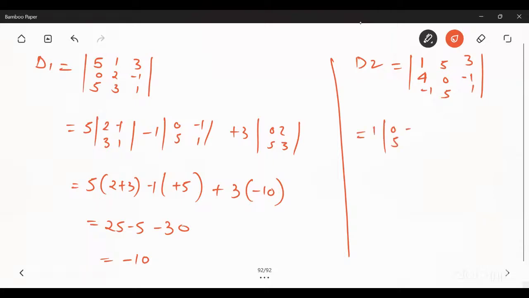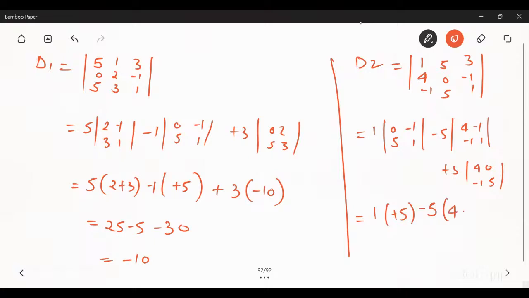Now solve for delta 2. Multiply them. So 1 times (0 into 1 is 0, minus minus 5 will become plus 5), minus 5 times (4 into 1 is 4, and minus 1 becomes plus 1), plus 3 times (4 into 5 is 20 minus 0). So 65 minus 15 will become 50.